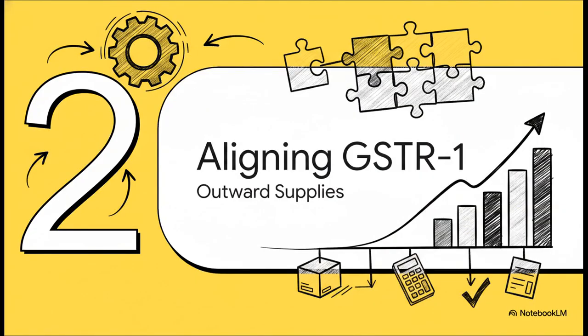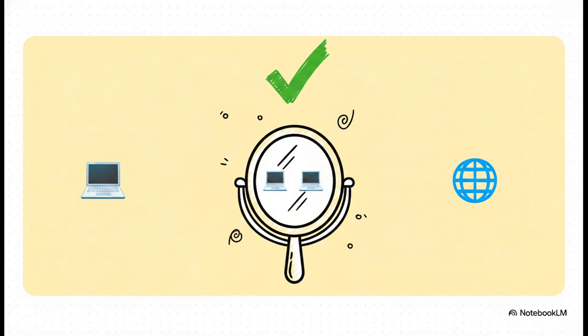Moving on to Section 2, aligning your GSTR1 data. When it comes to outward supplies, honestly, this is usually the easiest piece of the whole puzzle. Think of Side A as the data you exported right from your accounting software, and Side B as what ends up on the GST portal. Since your software literally generated the file that was uploaded to the portal in the first place, these two sides should be a flawless, unbroken mirror.